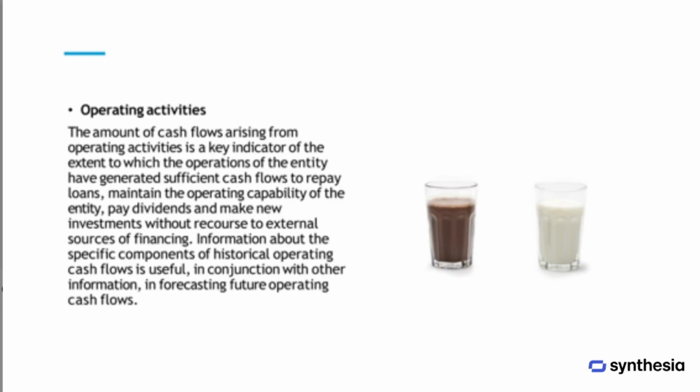The cash flows arising from operating activities are a crucial indicator of how well the operations of an entity generate enough cash to repay loans, maintain its operational capabilities, pay dividends, and make new investments, all without relying on external financing sources. Understanding the specific components of historical operating cash flows, along with other relevant information, is valuable for forecasting future operating cash flows. This helps users assess the sustainability and financial health of the entity's core operations.